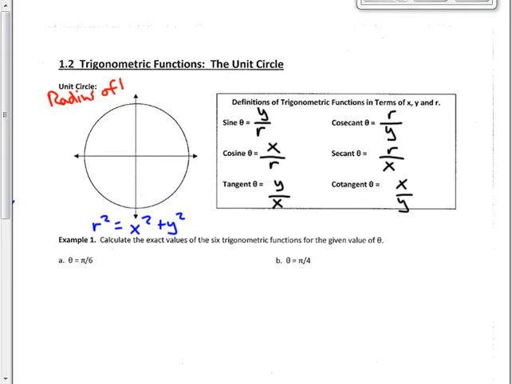Now we're going to continue our talk with the unit circle. The unit circle is the circle that has all of the conversions between degrees and radians. But specifically, when we say unit circle, that means we're talking about a circle with a radius of one unit. And so a couple things are true about this.